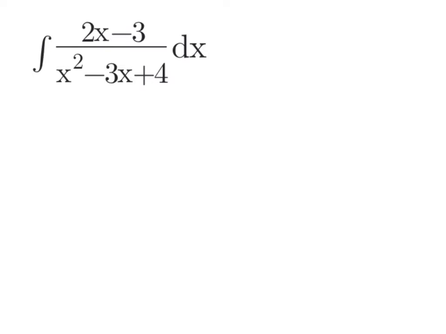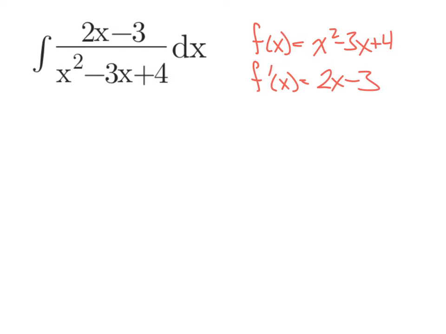Here we have the integral of 2x minus 3 over x squared minus 3x plus 4. So with our denominator being x squared minus 3x plus 4, its derivative is 2x minus 3, which is exactly what our numerator is. So we have the integral of f prime of x over f of x, so we can jump straight to our answer being natural log of the denominator, x squared minus 3x plus 4. And of course, plus c.